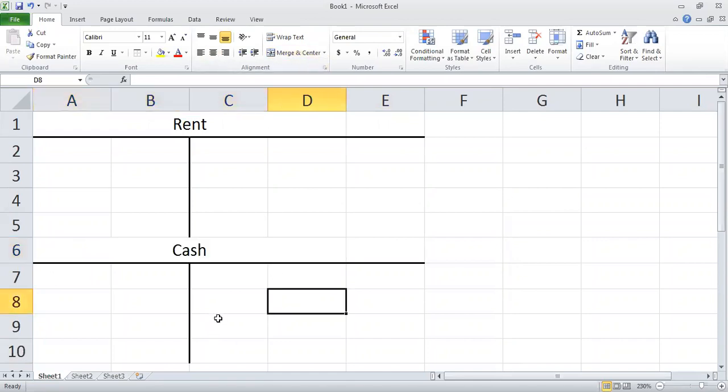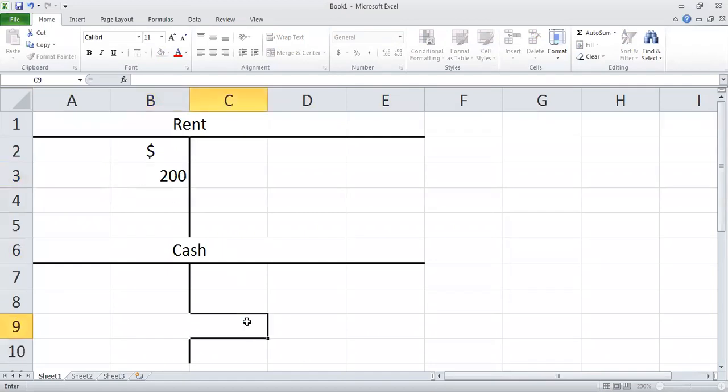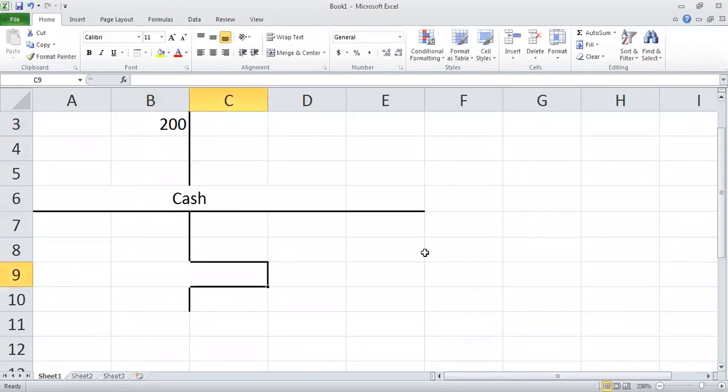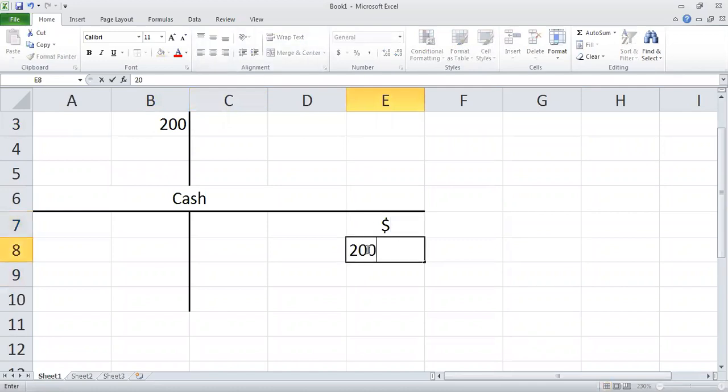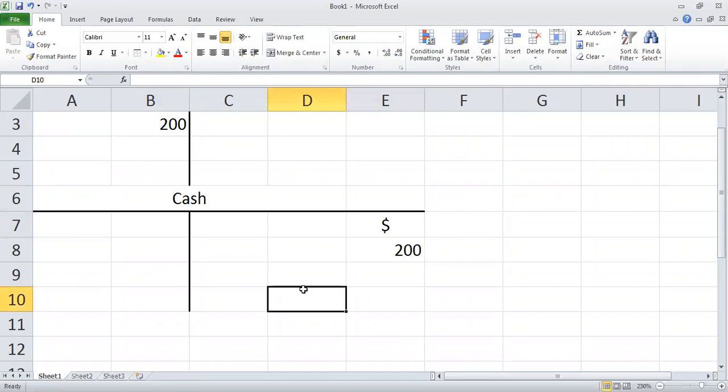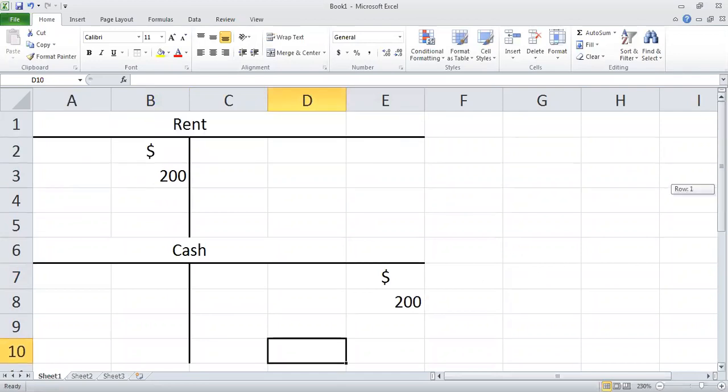Now, remember I said that rent of $200 is paid by cash. The principle is simple. You put in the dollar sign as you always see me do, and you put in the $200 on the debit side of the rent account. And then for cash, you make a credit entry. You have 200 under cash. That's it for that particular example.